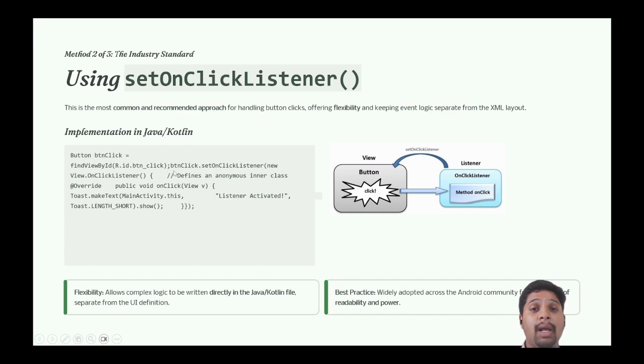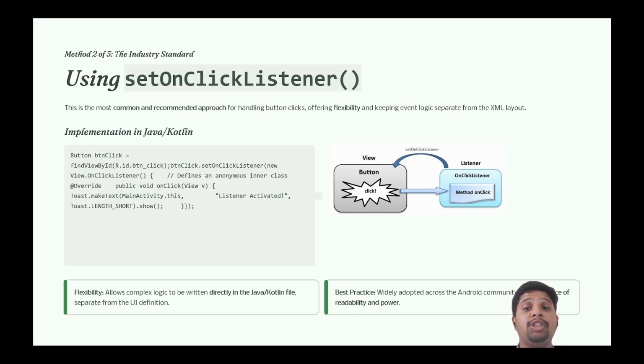So next, coming to btn_click.setOnClickListener. This helps to identify and understand the activity. setOnClickListener means when we tap on the button, the activity should start. So here we need to override it. It needs to display Toast.makeText, MainActivity.this, "Listener activated". So this information will be displayed.